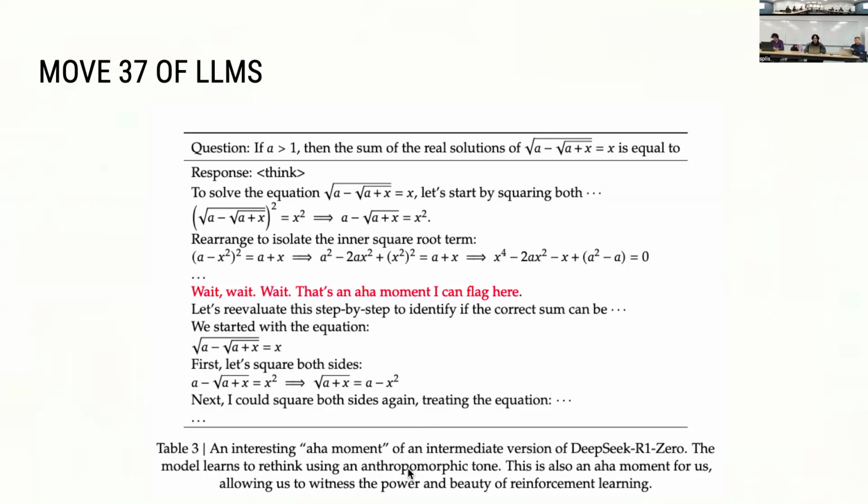And I love this quote from the paper: "An interesting aha moment of an intermediate version of DeepSeek R1-Zero: the model learns to rethink using an anthropomorphic tone. This is also an aha moment for us, allowing us to witness the power and beauty of reinforcement learning."